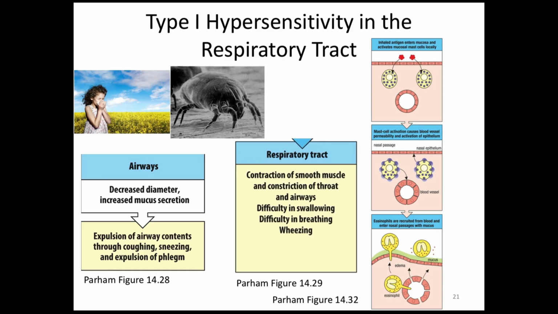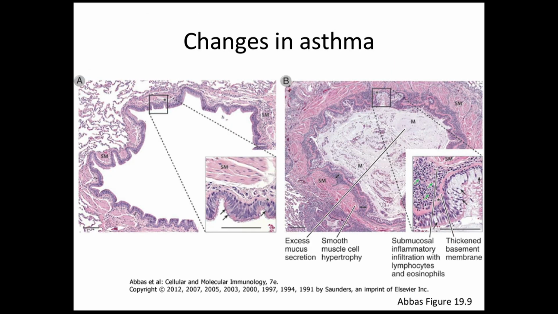If this happens once, that's not great. If this happens many times, you can see that we now start to get larger scale changes to that airway. And so this is an airway in an individual where we don't see asthma.